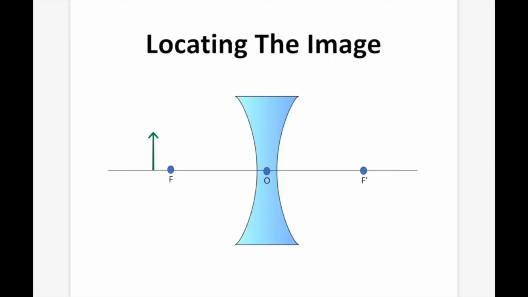So the first rule we're going to use is we're going to take a ray that comes off the top of the object and hits the lens. Now when it refracts, it's going to refract as if it came from the focal point. So we're trying to be as accurate as possible, and then we're going to extend it back.